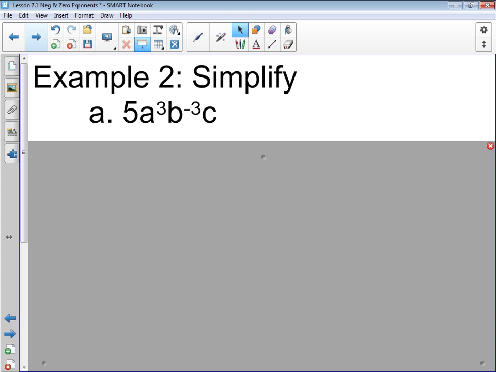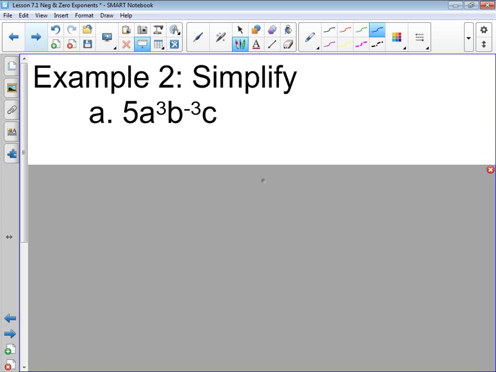You can also have zero and negative exponents on variables, as you can see in this example. So there's no way to simplify 5 a to the third b to the negative third c. There's nothing in this problem that can be added or multiplied because none of the letters are the same. There are no like terms.